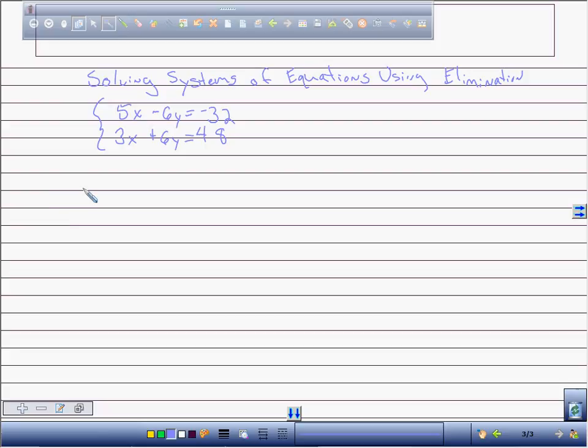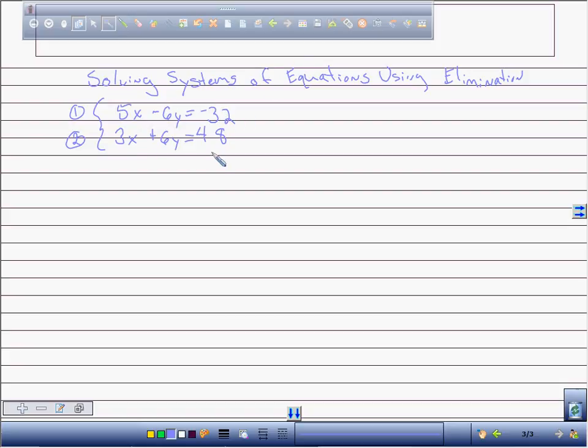How do you get 48? This is just the problem. Now, this is equation 1 and this is equation 2.